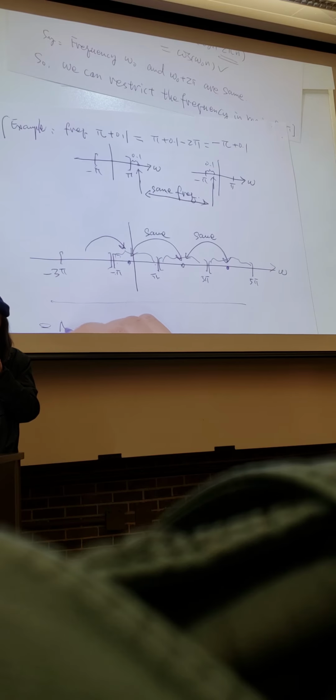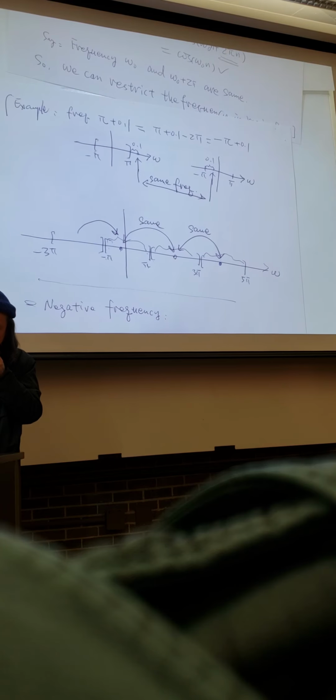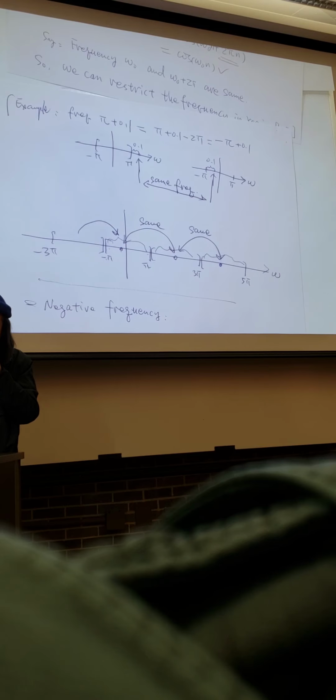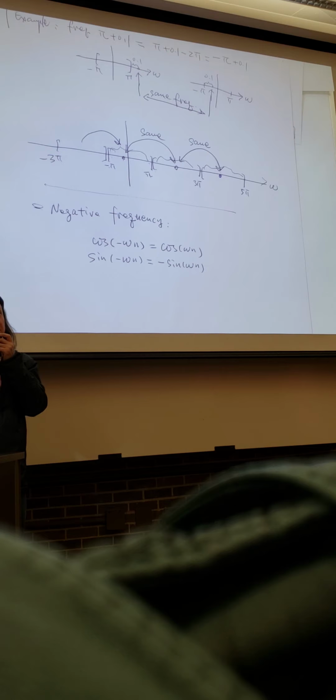Negative frequency. I say cosine negative omega n. This is the same as cosine omega n, right? And sine negative omega n will be negative sine of omega n. Right? So for a negative frequency, actually, you can say they are the same thing.